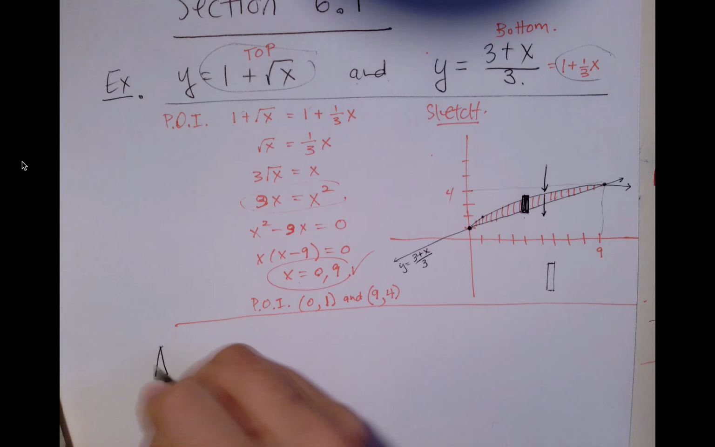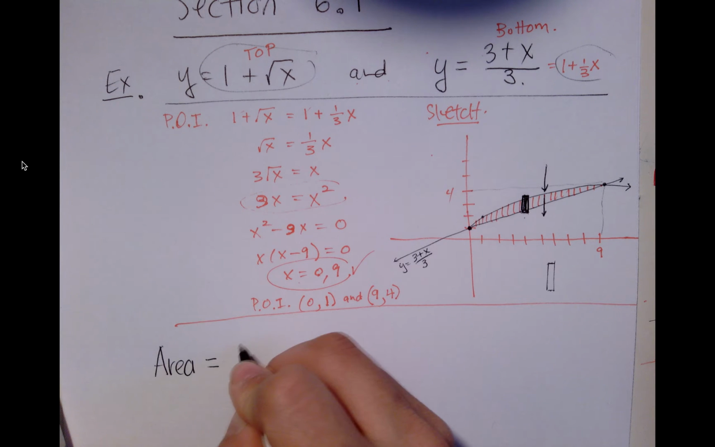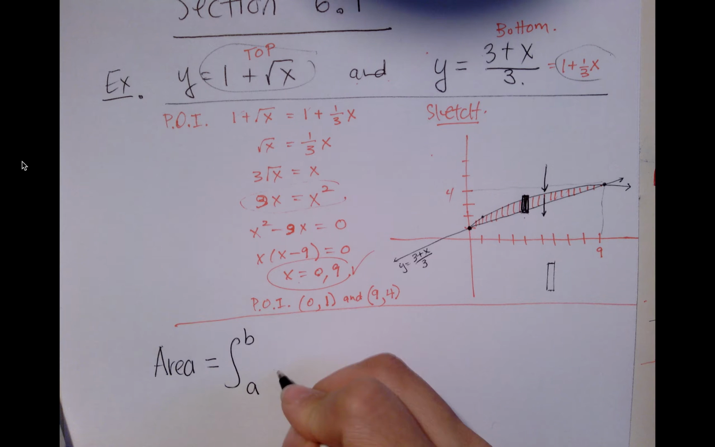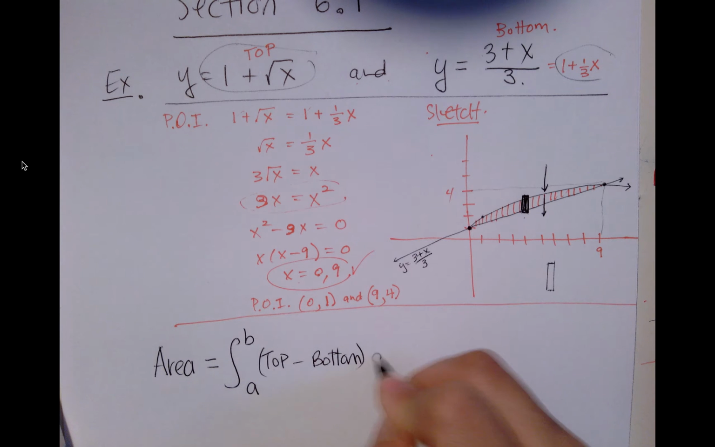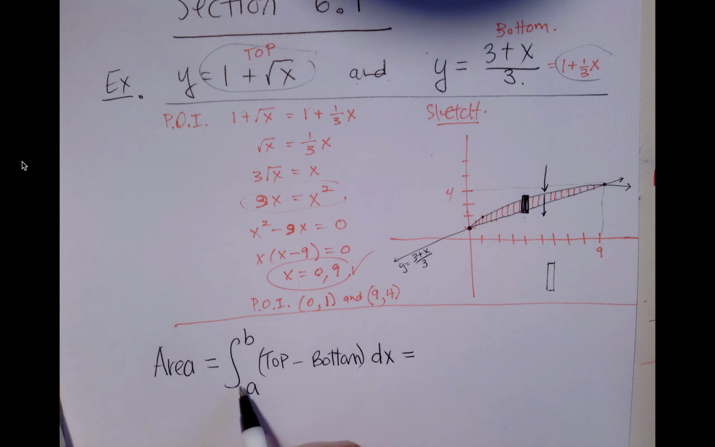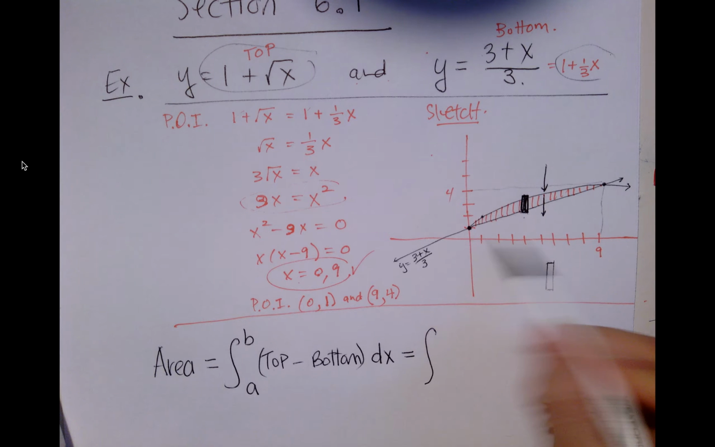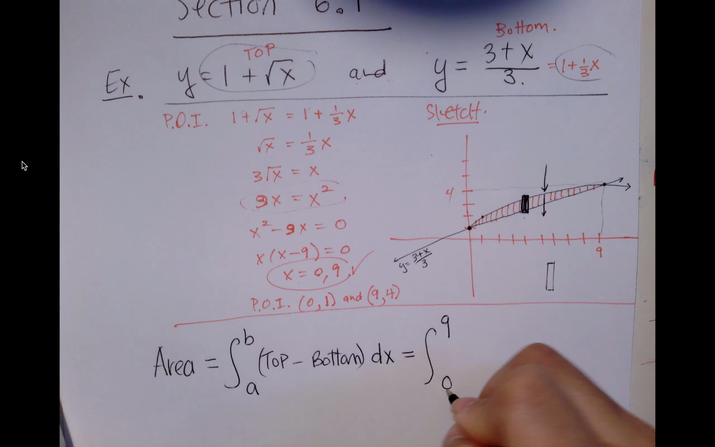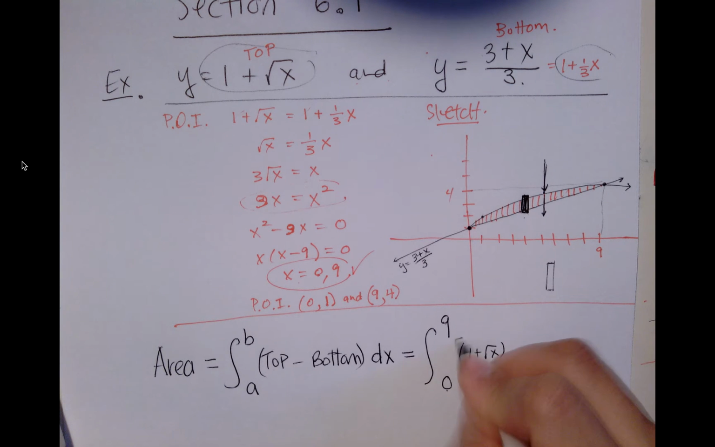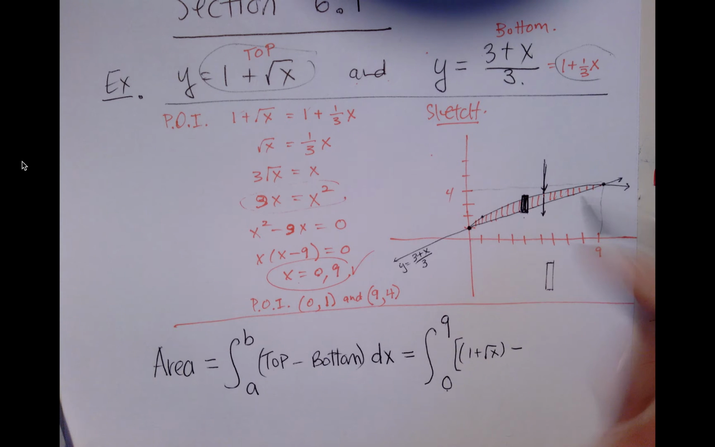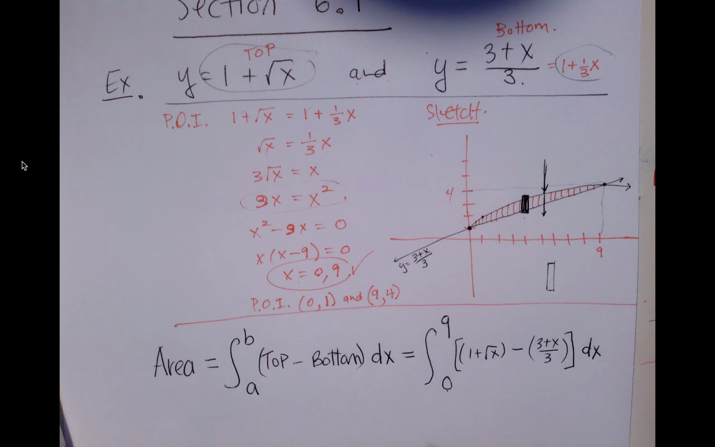So the area between the curves is going to be given by, this is sort of my formula, top function minus bottom function if I'm integrating with respect to x. In this case, I'm integrating with respect to x. My bounds of integration are 0 to 9. My top function is 1 plus root x. My bottom function is my line, 3 plus x over 3, dx.